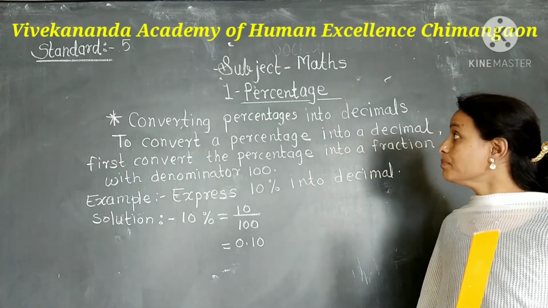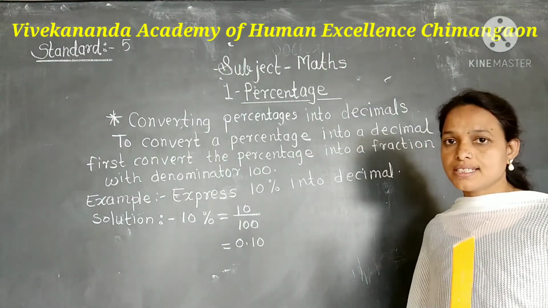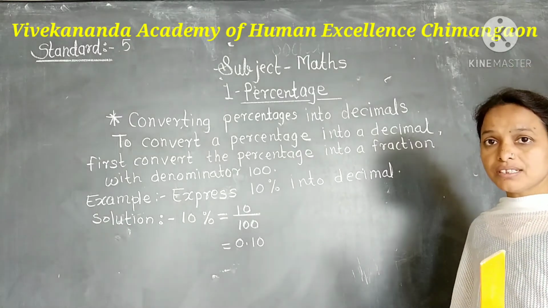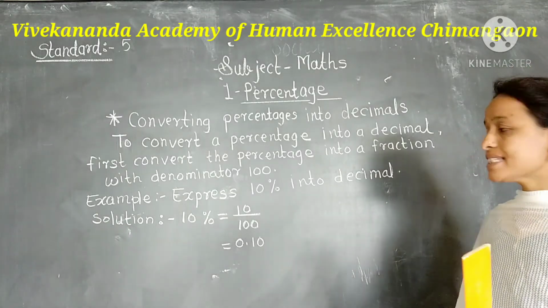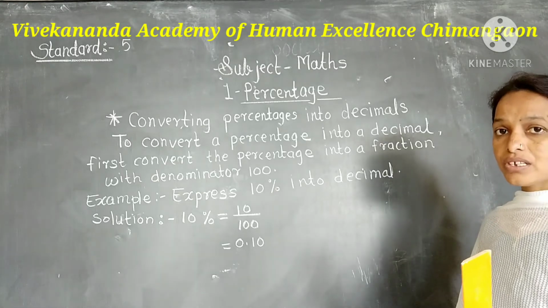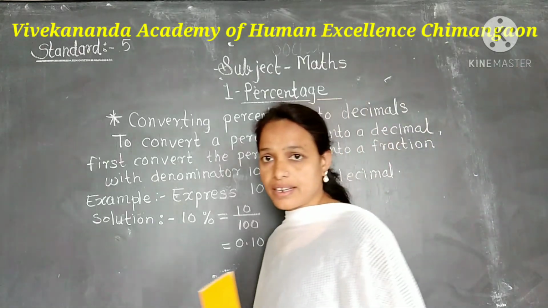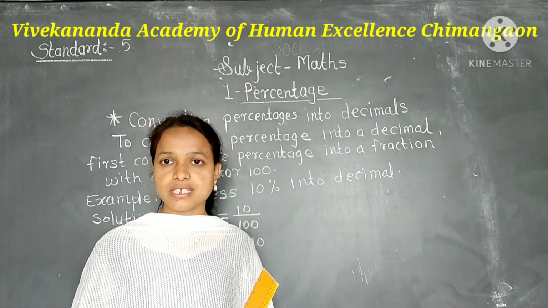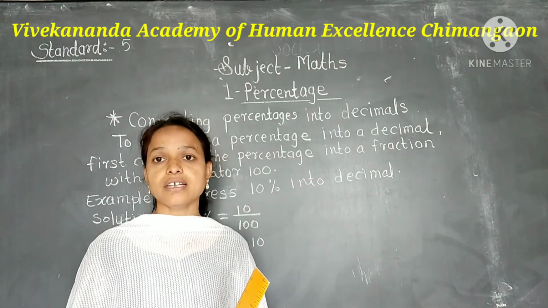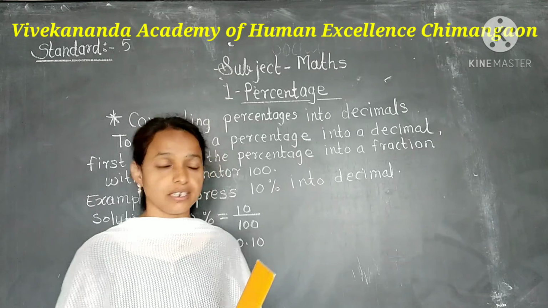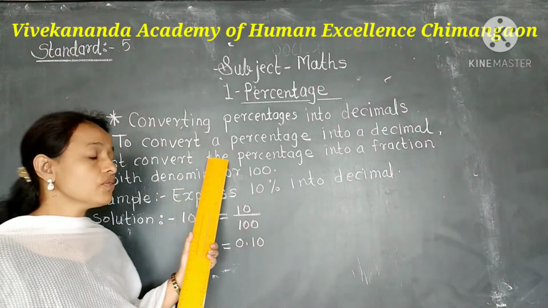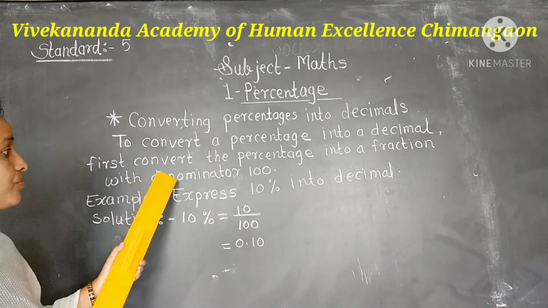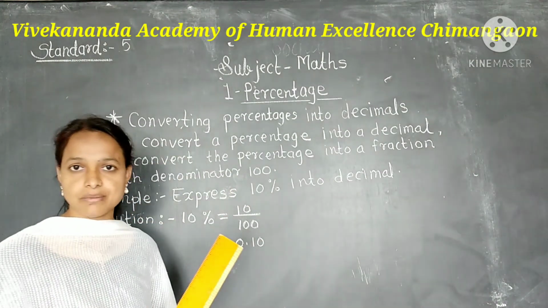Next, converting percentage into decimals. So to convert a percentage into a decimal, first convert the percentage into fraction. How we convert, we have seen that. Convert percentage into fraction means first remove percent sign and then divide number by 100. So here first we have to convert percentage into fraction and then we have to convert into decimal.